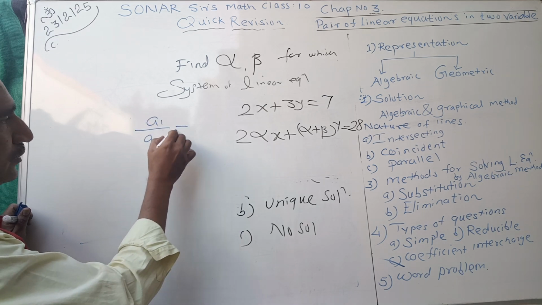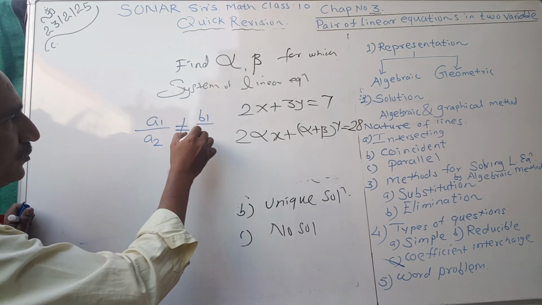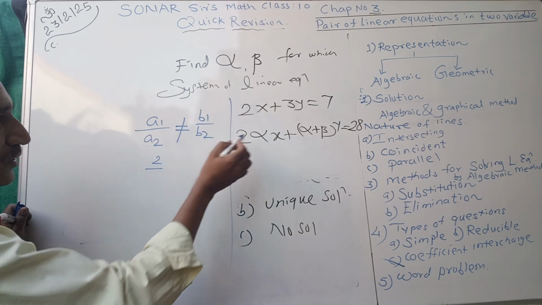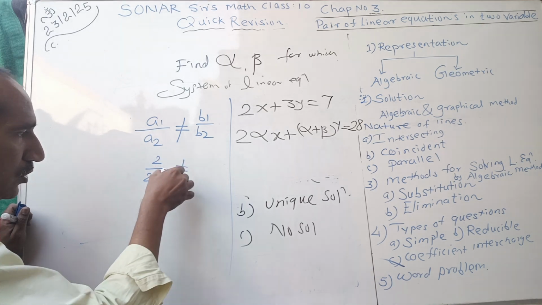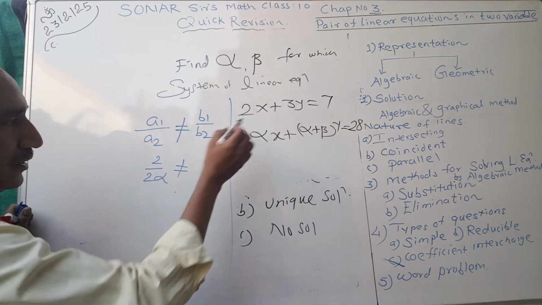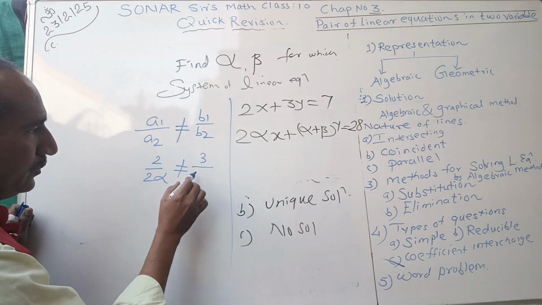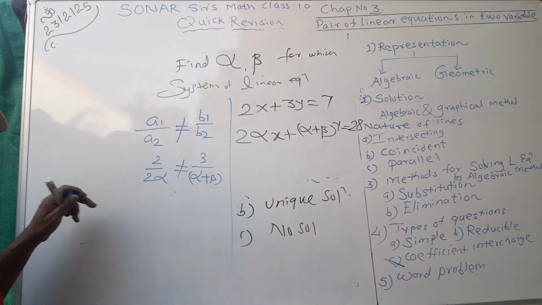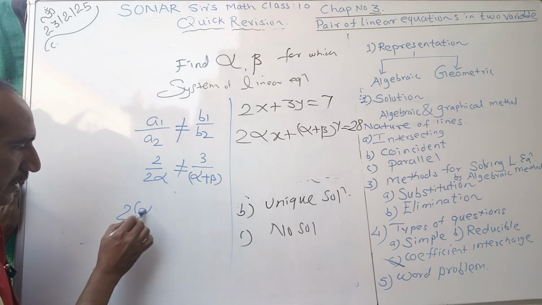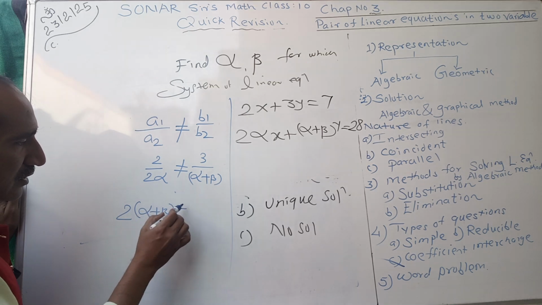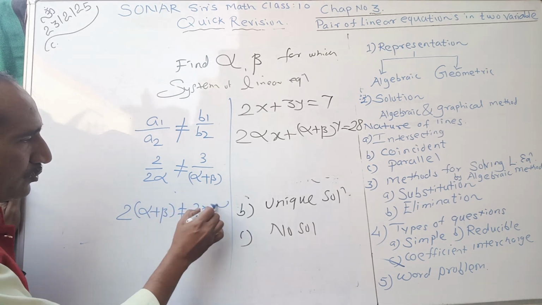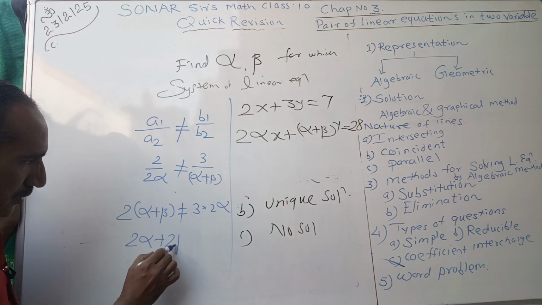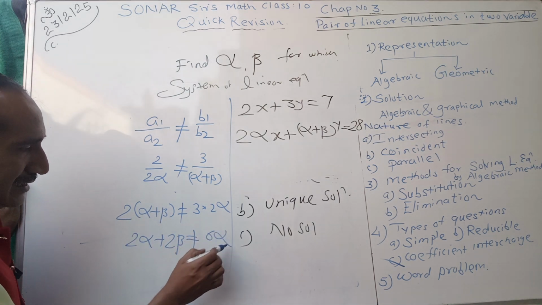a1 upon a2 is not equal to b1 upon b2. So we'll take a1 as 2, a2 as 2 alpha, not equal to sign as it is, b1 3 and b2 alpha plus beta. Now we'll solve this: 2 in bracket alpha plus beta is not equal to 3 into 2 alpha. Again, we'll solve this: 2 alpha plus 2 beta not equal to 6 alpha.